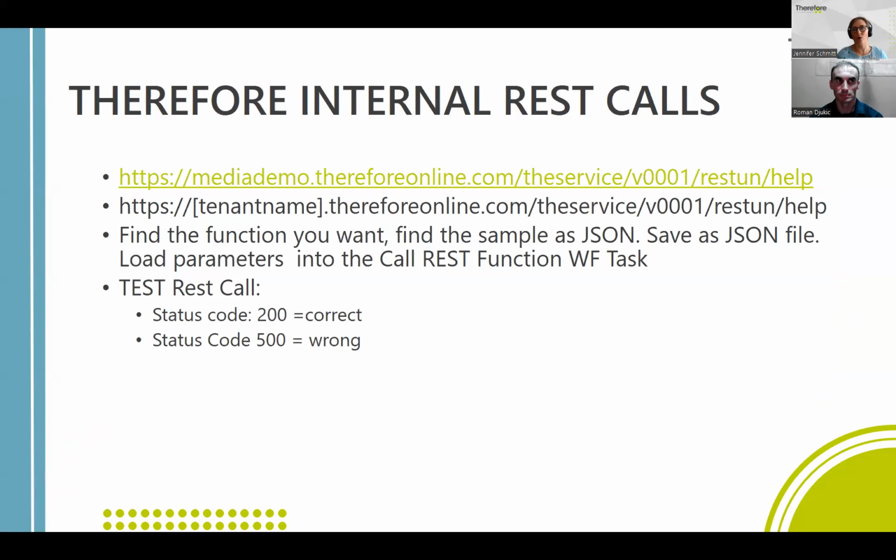And the whole library of REST calls is available for anyone. It's simply, for Therefore Online, your tenant name.thereforeonline.com/theservice/v0001/rest/help. And like Roman showed you, you can then create REST calls using the library. And of course, the status code is always 200 if it's correct, and 500 would be if something has gone wrong.